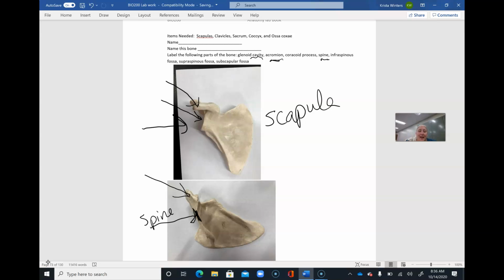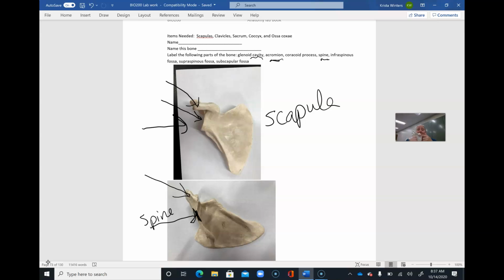And then we have these shallow impressions. Remember, fossa are where we have impressions. A lot of times bones will articulate within a fossa. Also, sometimes muscles sit within a fossa. And so on the scapula, we have three muscles that sit within the fossa. And those three muscles, along with one other muscle, make up your rotator cuff.